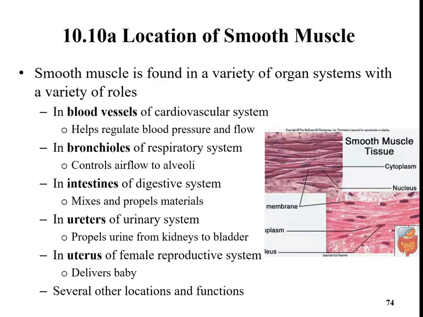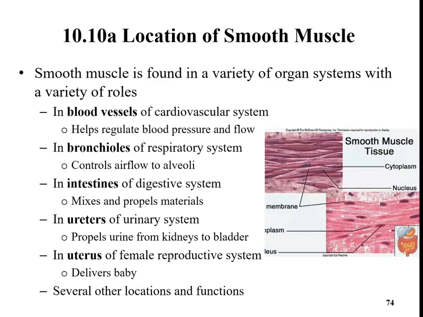In blood vessels of the cardiovascular system, this is going to help regulate blood pressure and blood flow. You'll find smooth muscle in the bronchioles of the respiratory system. This is going to control airflow in and out of your lungs. You'll find it in the intestines of the digestive system, for example, mixing and propelling materials through the small intestine. You'll find smooth muscle in the ureters of the urinary system. This is going to propel urine. You'll find it in the uterus to help in labor, help with contractions.